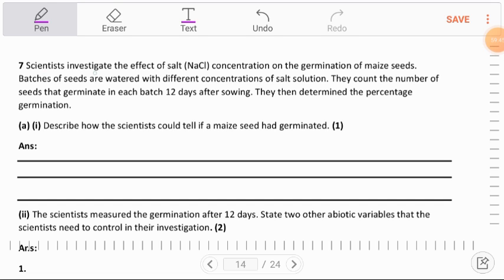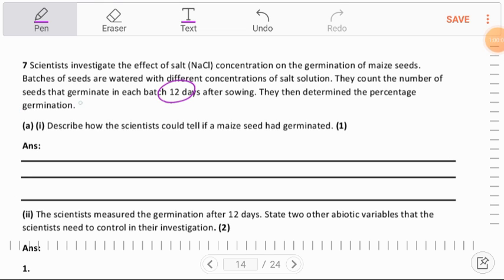Scientists investigate the effect of salt concentration on the germination of maize seeds. Batches of seeds were watered with different concentrations of salt solution. They count the number of seeds that germinate in each batch for 12 days. After sowing, they then determine the percentage germination. A1: describe how the students could tell if a maize seed had germinated.